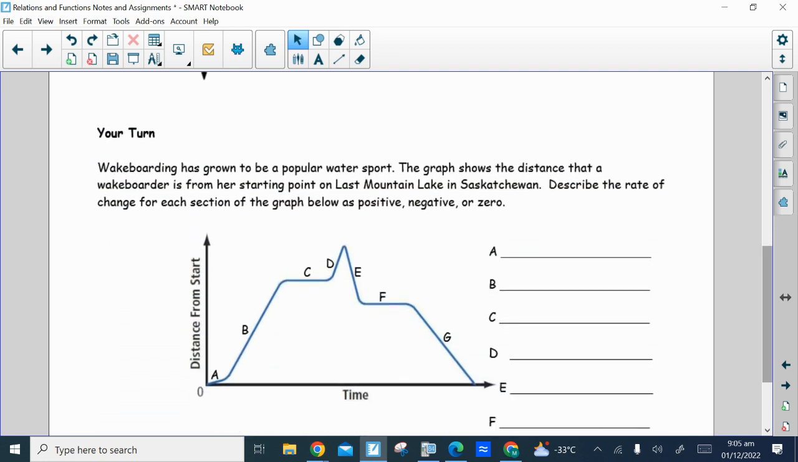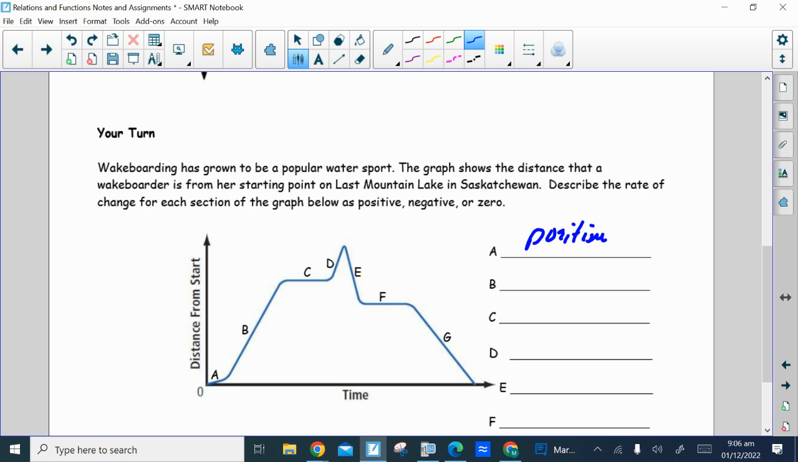So in this example, it says wakeboarding has grown to be a popular water sport. The graph shows the distance that a wakeboarder is from their starting point on Last Mountain Lake in Saskatchewan. Describe the rate of change for each section of the graph below as positive, negative, or zero. So if the line is rising as you go left to right, that is a positive rate of change. Okay, section A is a positive rate of change because it's rising as you go left to right.